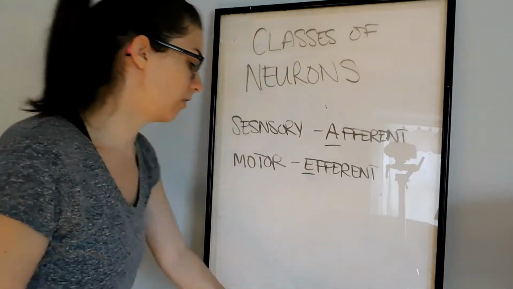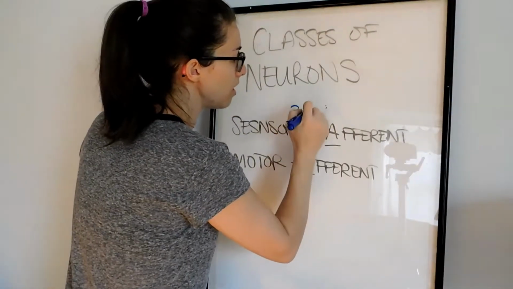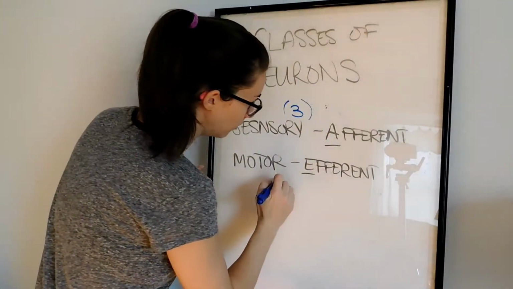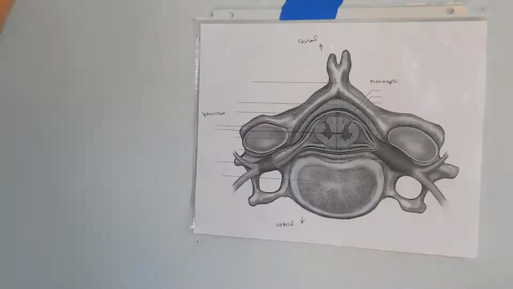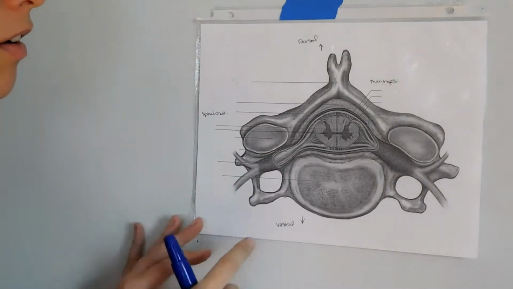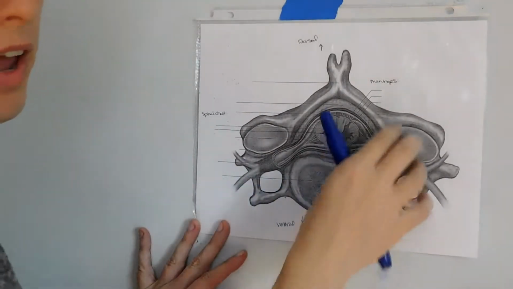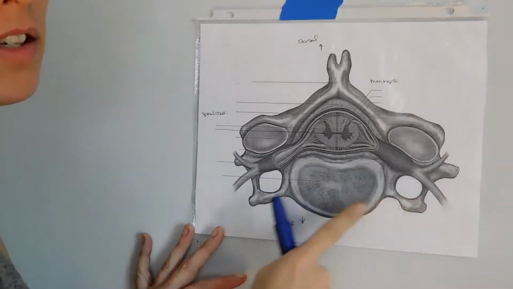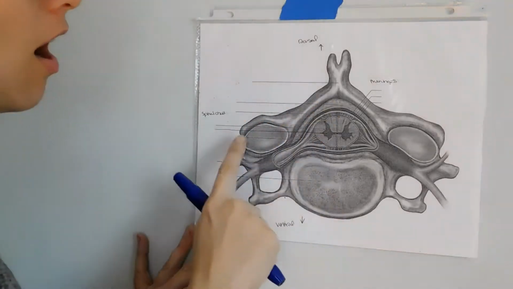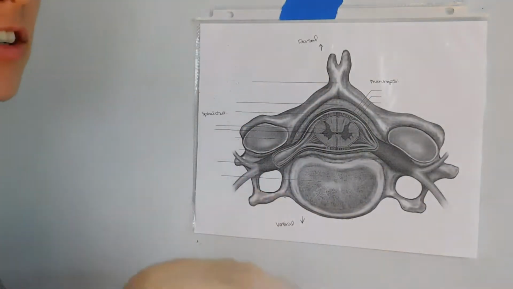Two neurons. So there are 3 sensory neurons and 2 motor neurons. Really cool. Okay, so here we have our vertebrae. And we need to see some of the different landmarks of each vertebrae so we can understand how they pile up and where the neurons go into the spinal cord.